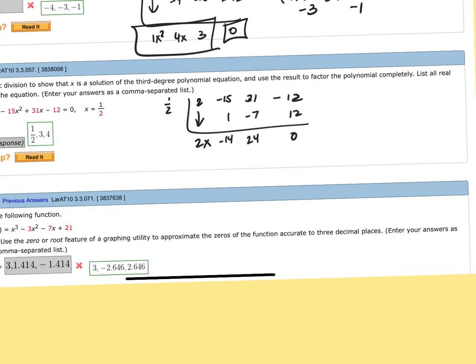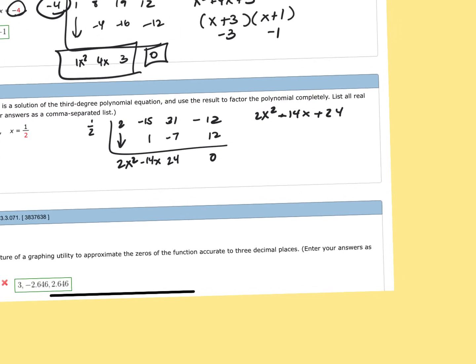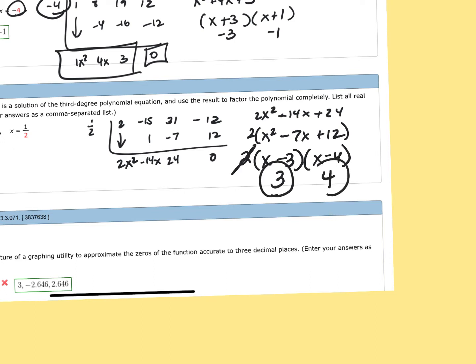Then I'd get 2x squared minus 14x plus 24. And again, I wanted you to factor it. You could take out a 2 this time, x squared minus 7x plus 12, make your life a little bit easier. And then it'd be 2x minus 3 and x minus 4. The 2 can never equal 0, so we eliminate that, but this is 3 and 4. So it's the 3, 4, and the 1/2 they gave you at the beginning.